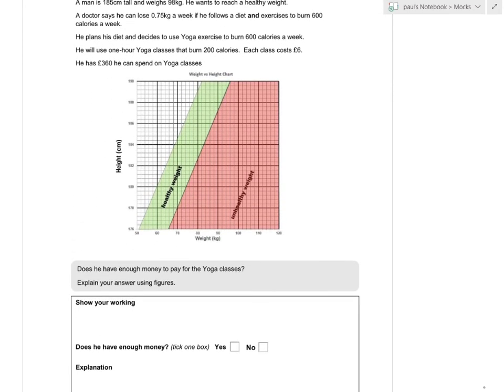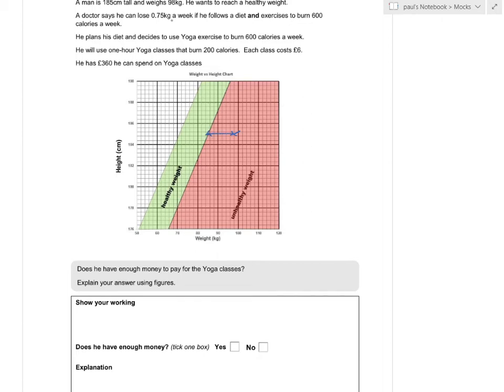Right, a man is 185 tall and weighs 98 kilos. So 98, and how much does he weigh? He's 185 tall. So that's there. Okay. A doctor says he wants to reach a healthy weight, so he's got to go all the way into there.